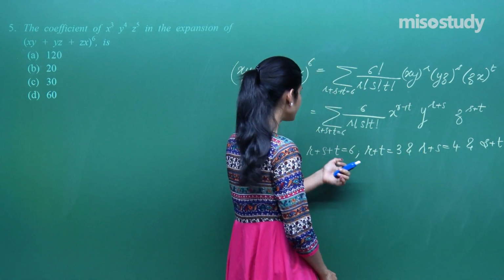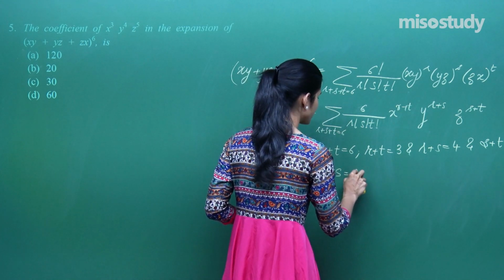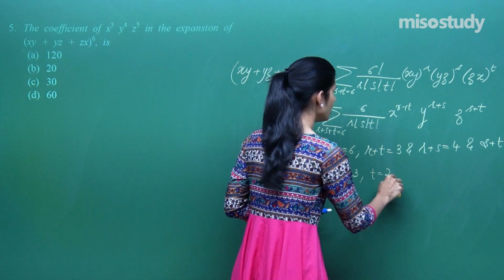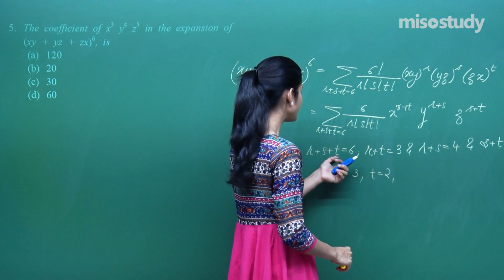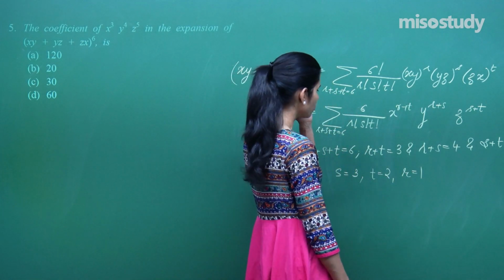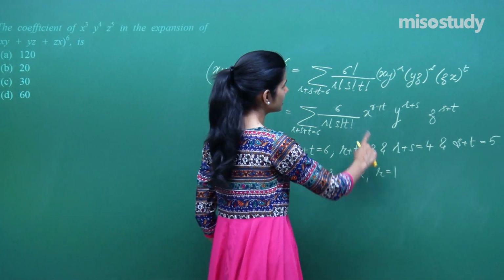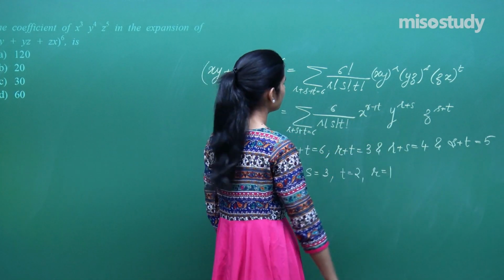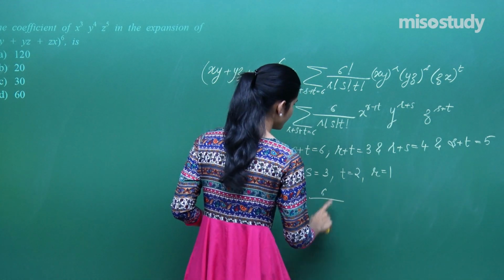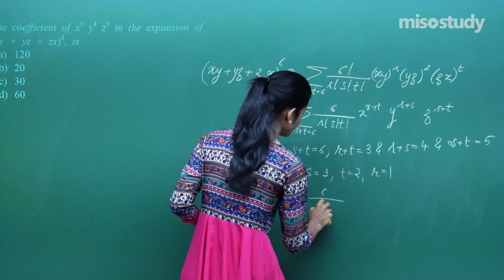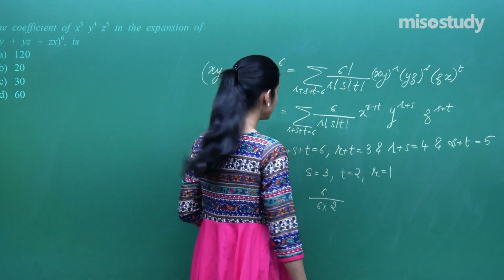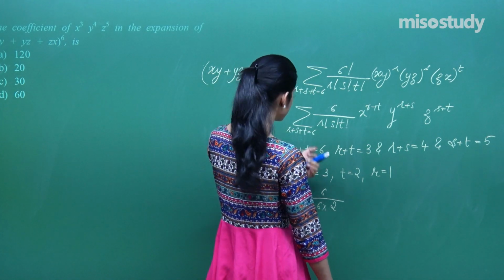तो r प्लस टी अगर 3 है तो s हो जाएगा 6 माइनस 3 विच इज़ 3. r प्लस s अगर 4 है तो t हो जाएगा 2 और s प्लस t अगर 5 है तो r हो जाएगा 1. ठीक, तो इस तरीके से मेरे पास आ जाएगा x की पावर 3, y की पावर 4, z की पावर 5 और उसका कोफिशिएंट क्या बन जाएगा 6 अपॉन r factorial which is 1 factorial which is 1 into s factorial which is 3 factorial which is 6 into t factorial which is 2 factorial which is 2. Right? ये बन जाएगा 6 upon this.